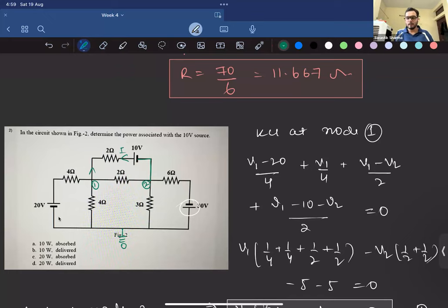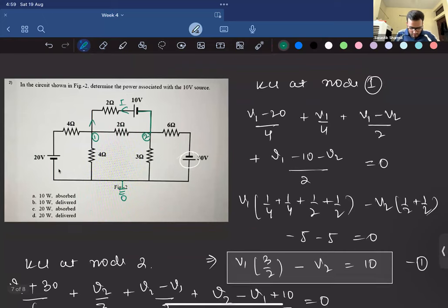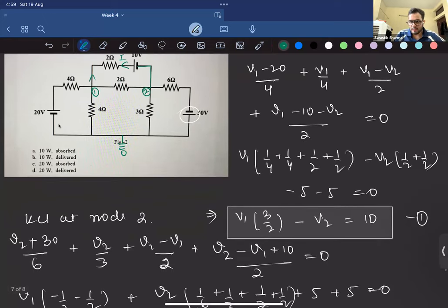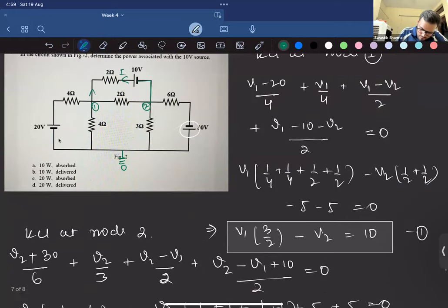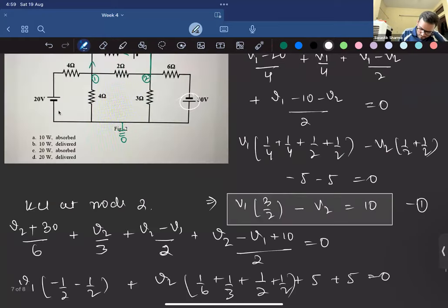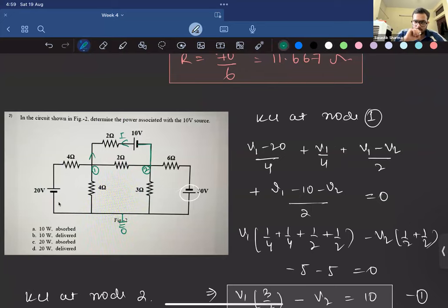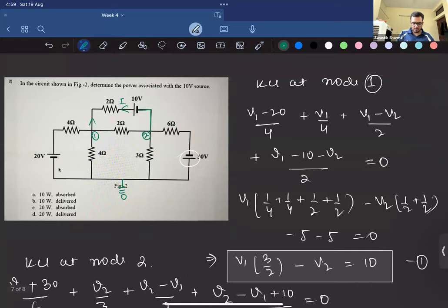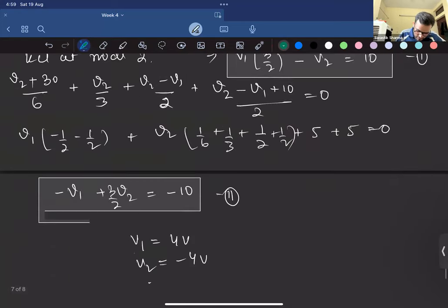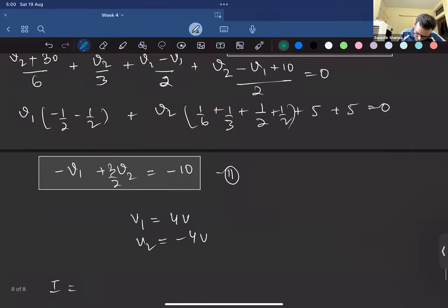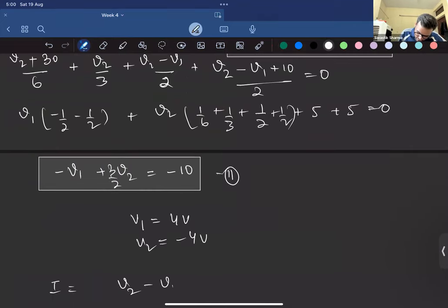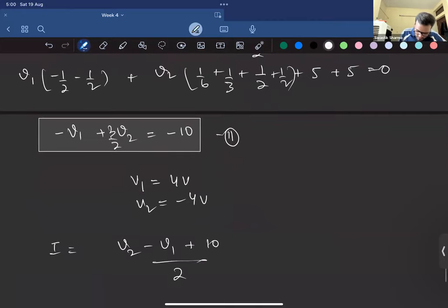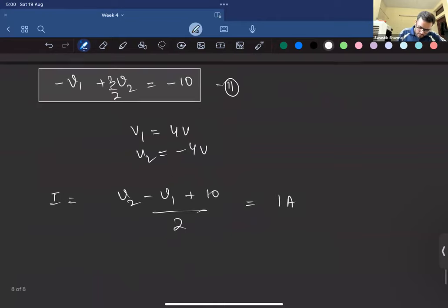Now, Dr. Yadav or anyone, how could we write this current I exactly? We just write the nodal equation, same way we can write for this also. It's nothing but V2 minus V1 plus 10 by 2. Right? So what does it come out to be? It's minus 4 minus 4 plus 10 by 2. It's 1 ampere.